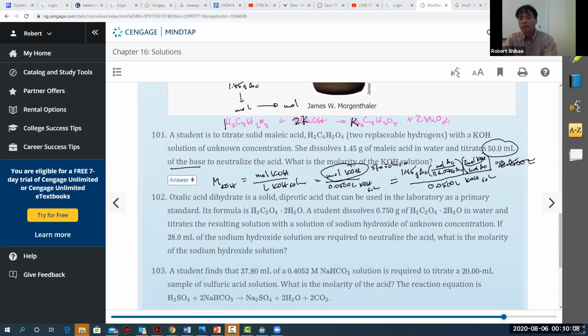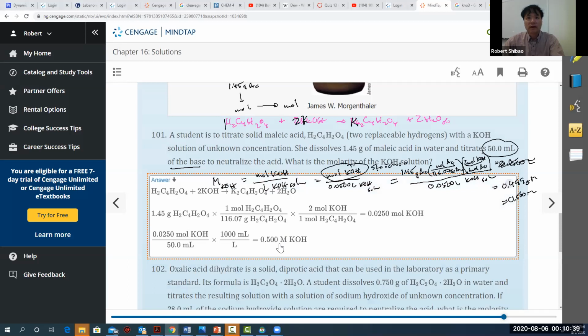It's going to give me 1.45 divided by 116.07 times 2 divided by 0.05. 0.4996. I'm allowed 3 sig figs, 0.4996 molar or 0.500 molar to 3 sig figs. Let's see what that comes out to. 0.500 molar. Okay.